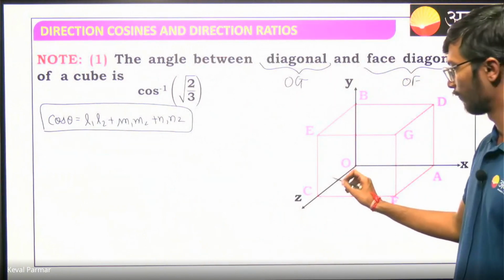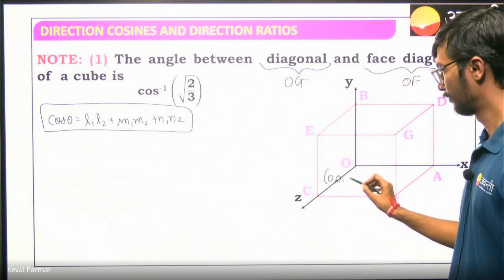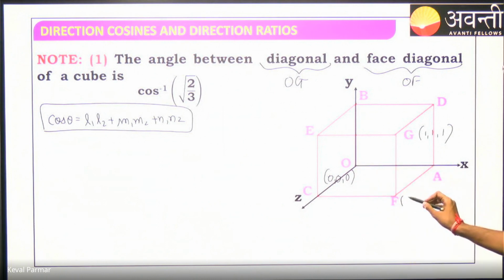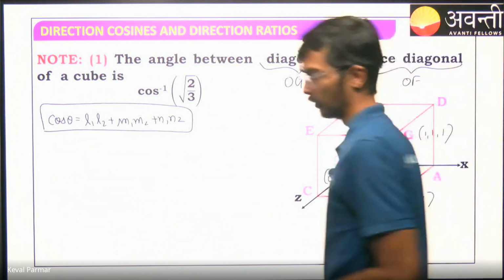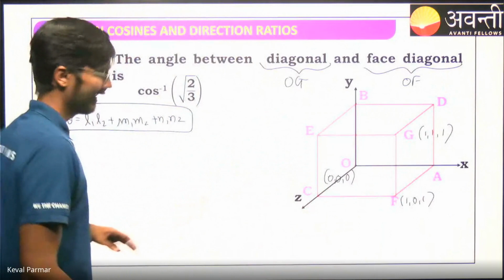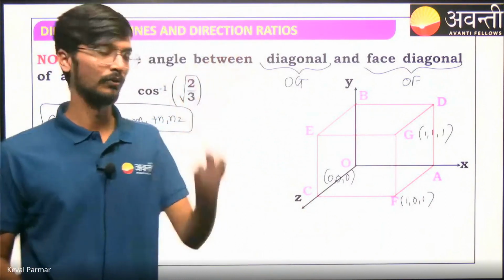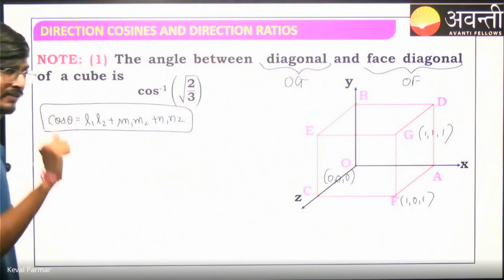What are the coordinates of O? 0 0 0. What are the coordinates of G? We traveled one on x axis, one on y axis, one on z axis. So 1 comma 1 comma 1. What are the coordinates of F? One on x axis, one on z axis. Now, my DRS, direction ratios.